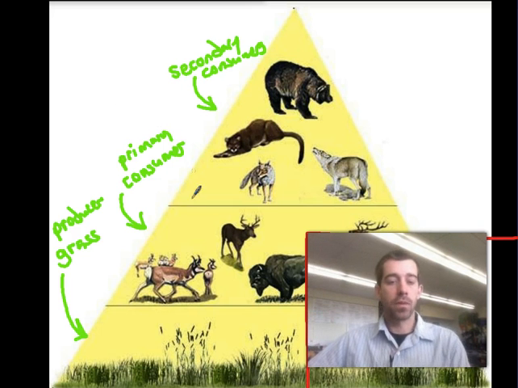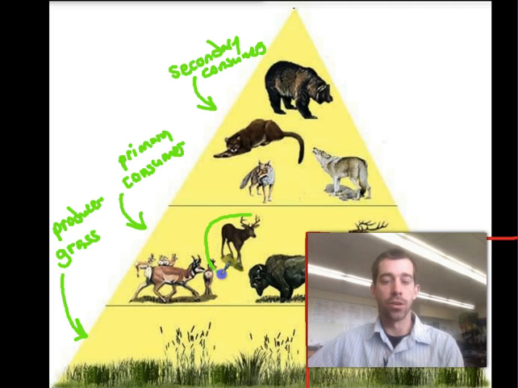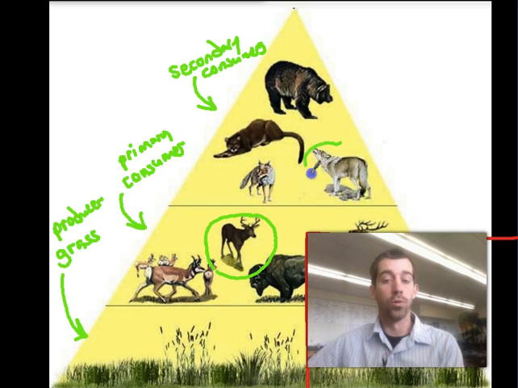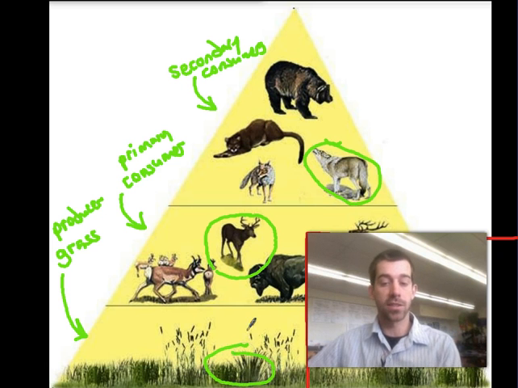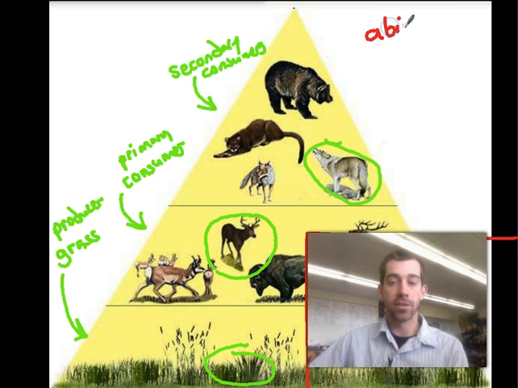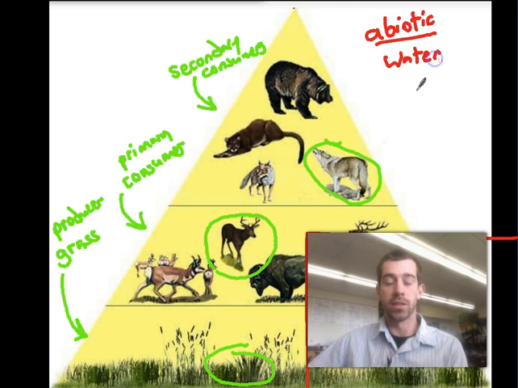And so, for example, if you're a deer, right, you're going to be affected by biotic factors like wolves. The number of wolves is going to affect the number of deer. You're also affected by biotic factors like the amount of grass, right? So those are both biotic factors that are going to affect you. You're also affected by abiotic factors like how much water is there. Water availability is a big thing.